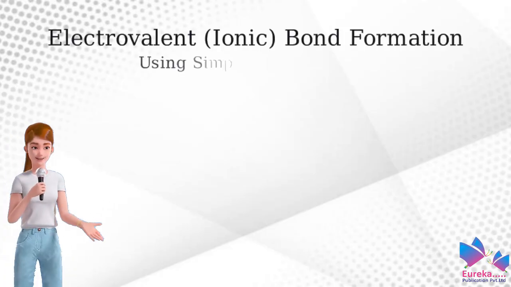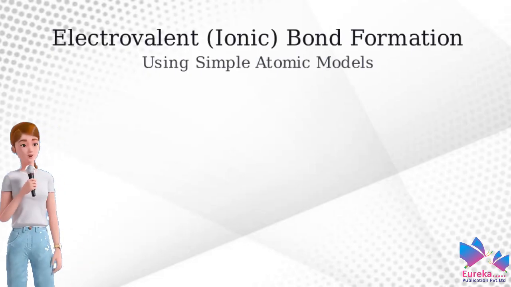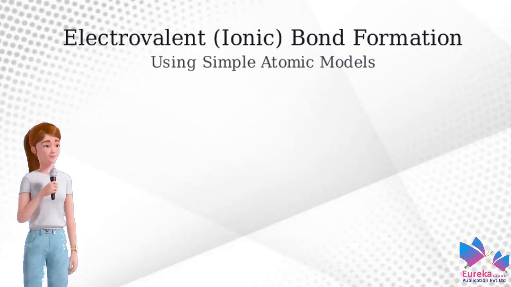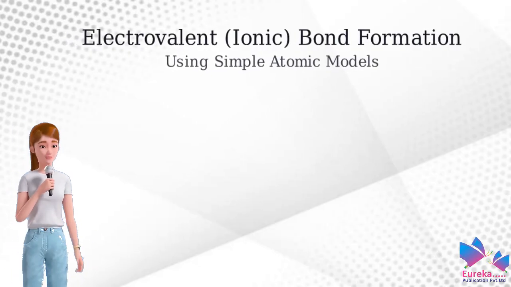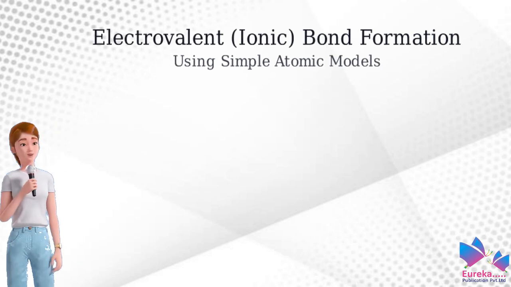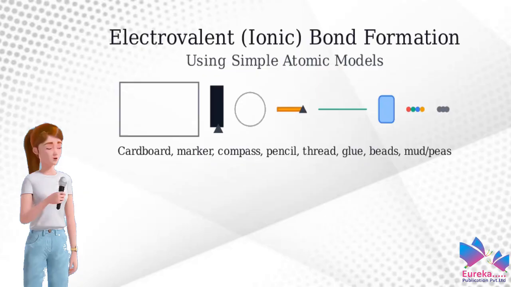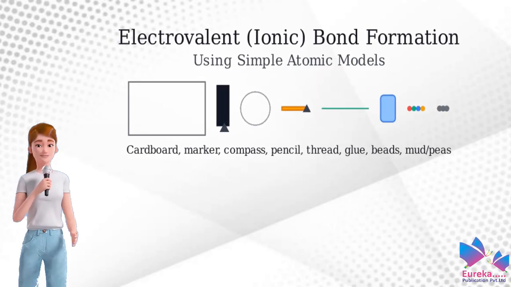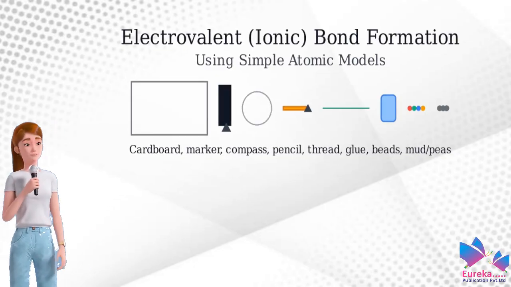Welcome! In this activity, we will study the formation of electrovalent bonds, also called ionic bonds, by constructing atomic models. Our objective is to understand and demonstrate how electrons transfer from metals to nonmetals to make stable ions and ionic compounds. Required materials: cardboard paper, a marker, a compass, a pencil, thread, glue, small balls of mud or peas, and colored beads of different colors.